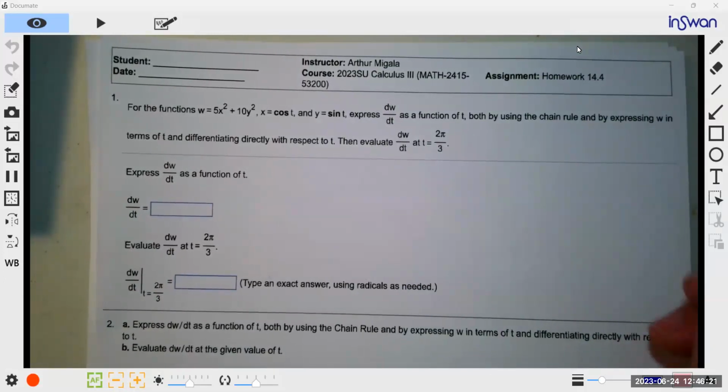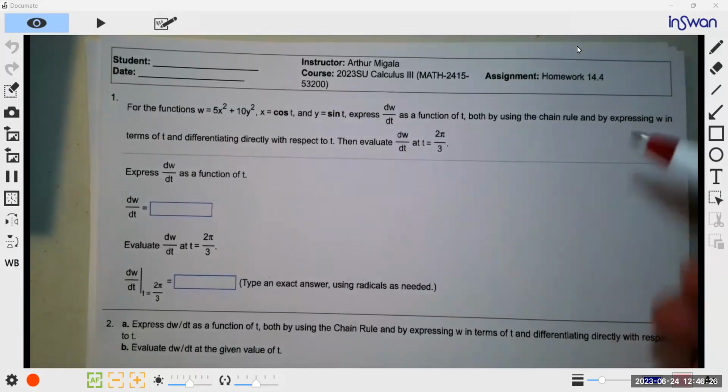Now we're going to do the homework assignments for Chapter 14, Section 4. Let's begin.